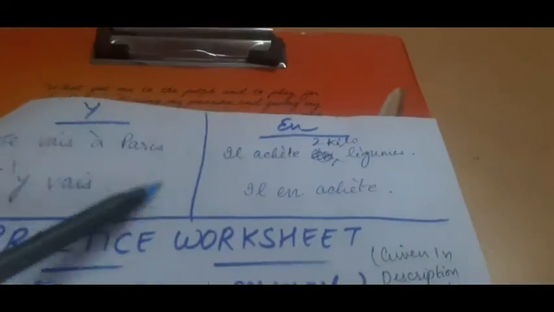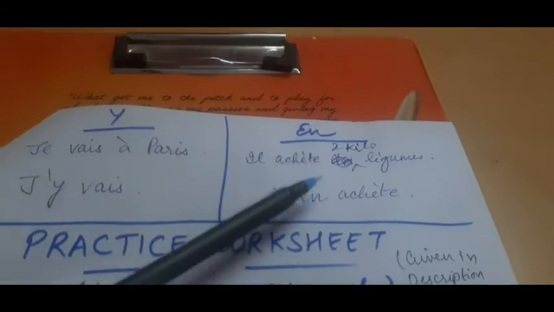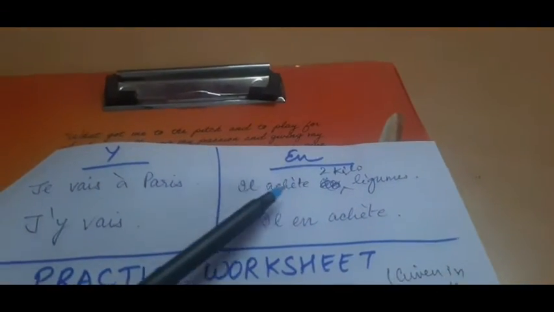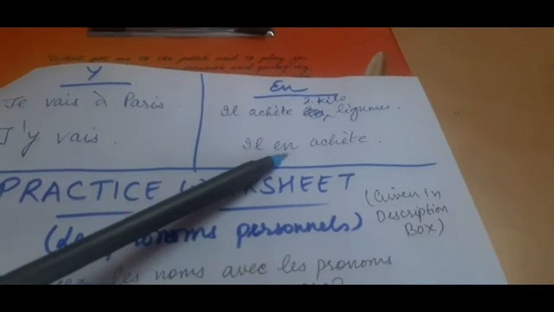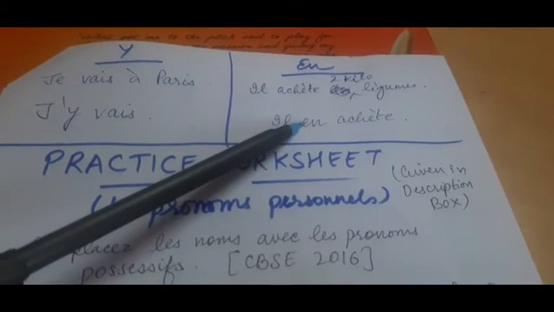For example, I have il achète 2 kilos de légumes. He is purchasing 2 kg of vegetables. So it will become il en achète 2, because it's a quantity. 2 kilos of vegetables is a quantity.